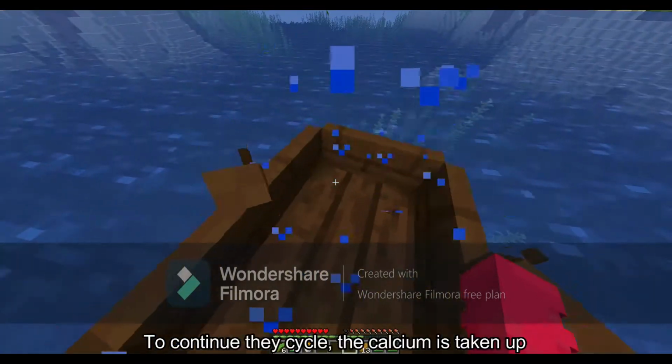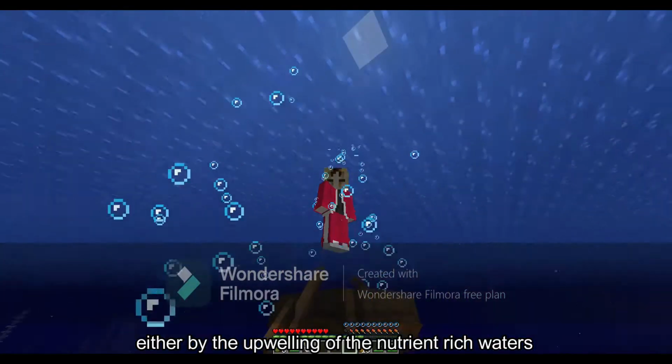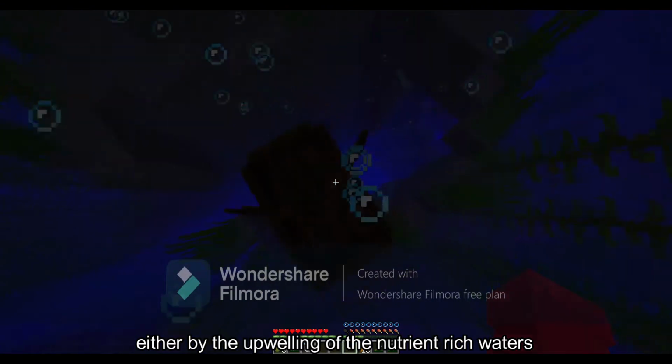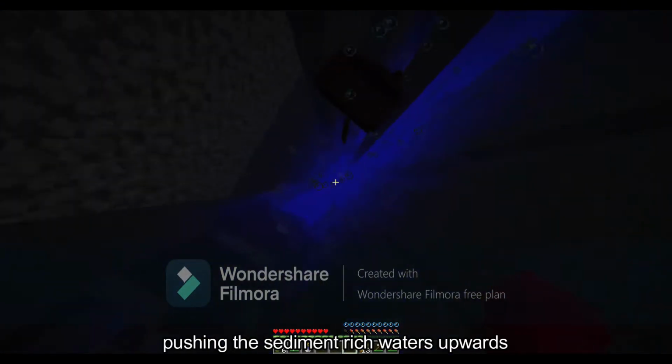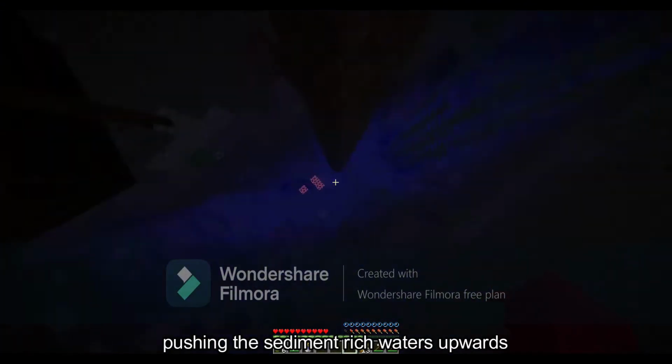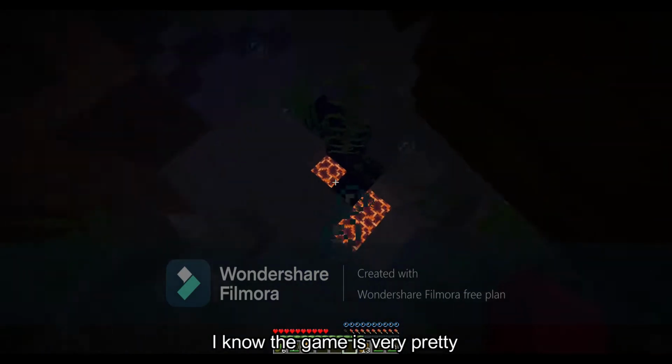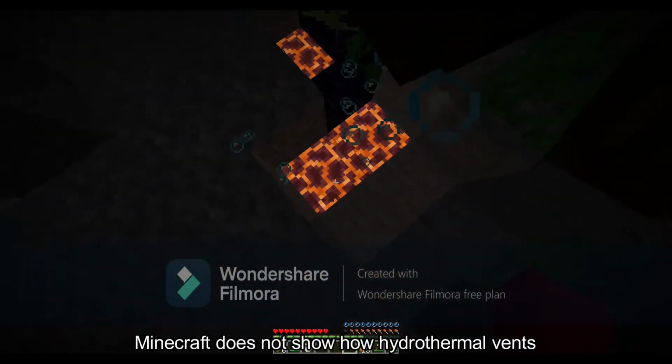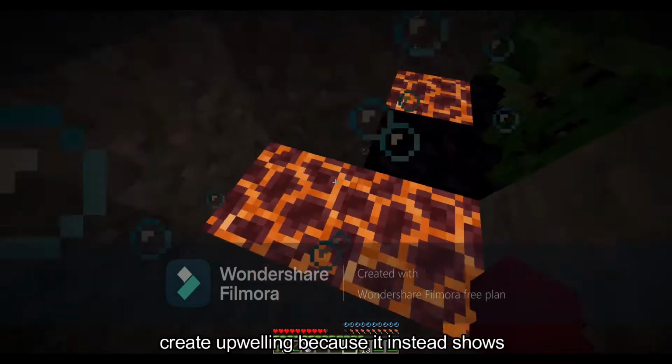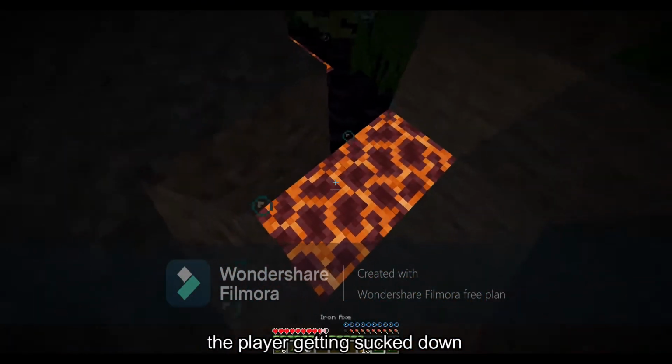To continue the cycle, the calcium is taken up either by the upwelling of the nutrient-rich waters or via hydrothermal vents, pushing the sediment-rich waters upwards. Though the game is very pretty, Minecraft does not show how hydrothermal vents create upwelling, because it instead shows the player getting sucked down by the bubbles being created.